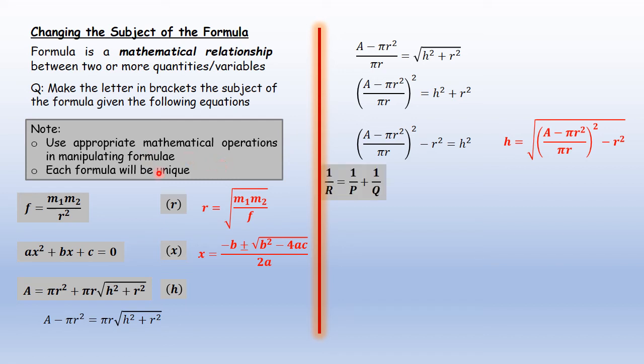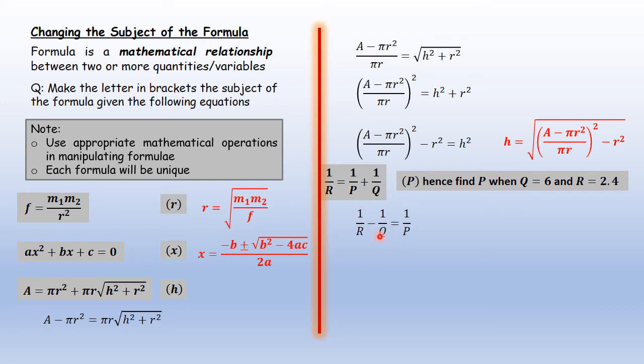Moving on to another example, we have 1 over r is equal to 1 over p plus 1 over q. We are told to make p the subject of the formula, hence find p when q is 6 and r is 2.4. Now, if I want to make p the subject of the formula, it looks like I would need to remove this variable q. So I need to take it to the other side. I'm going to have 1 over r minus 1 over q is equal to 1 over p.